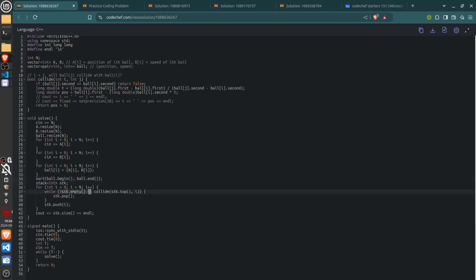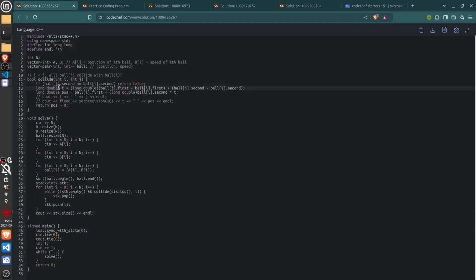You have the stack. You have to check if the stack is empty. So for each ball, you check if the stack isn't empty, and then you check if it collides with the ball on the top of the stack, which you can just represent with the index. And if so, you pop and then you push in the stack. And so your answer will be stack.size. Two facts here. The minimum number of balls that could reach the origin is 1. The maximum number of balls that could reach the origin is n. Those are kind of our lower and upper bounds.